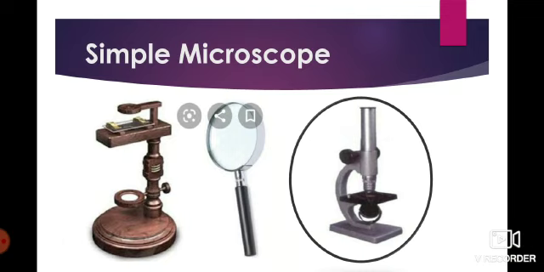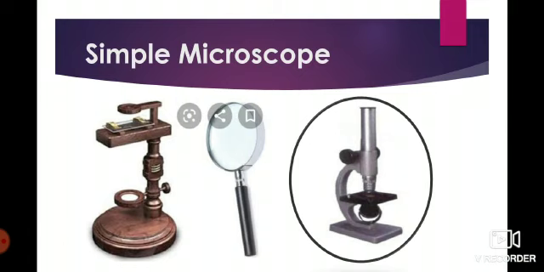And the uses of simple microscopes are: it is used in watch repairs and jewelry shops, it is used to read small letters clearly, to observe the parts of flowers and insects clearly, and to observe the fingerprints in the field of forensic science.